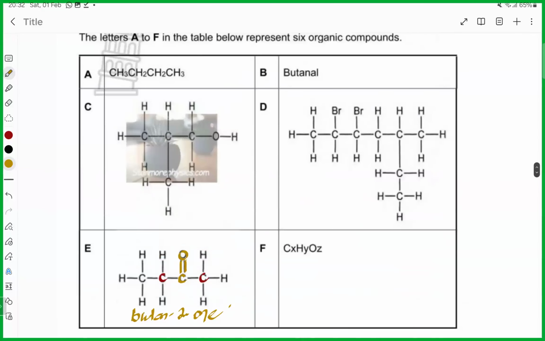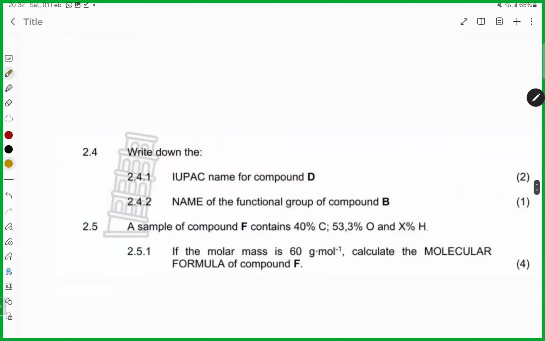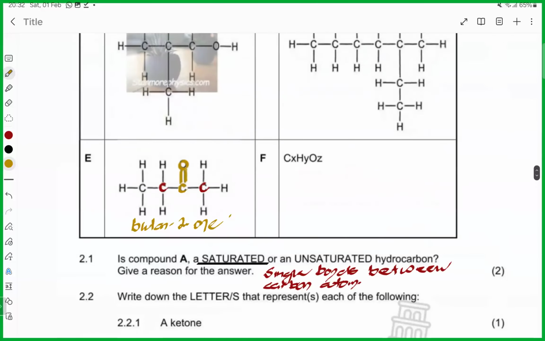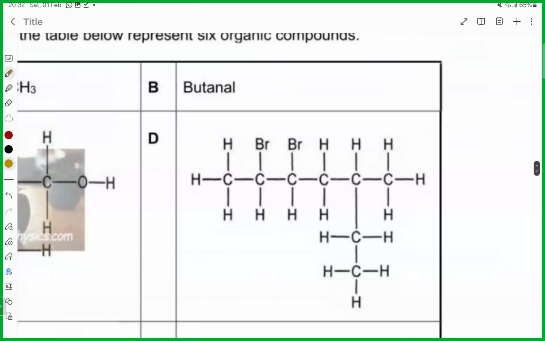Which one is a haloalkane here? That's a giveaway now. Haloalkane? D. Write down the IUPAC name of compound D. Take a minute, everyone. And I'd like somebody other than the regulars to give us the answer. The name of compound D.